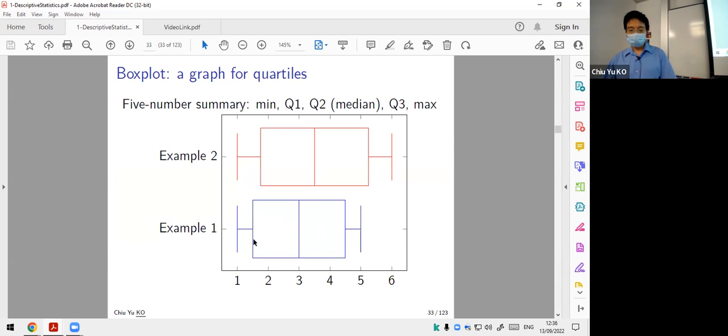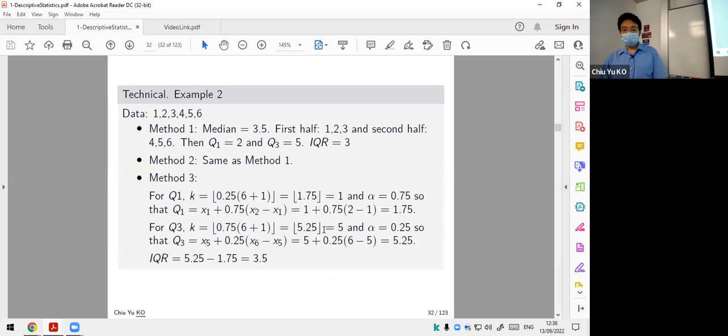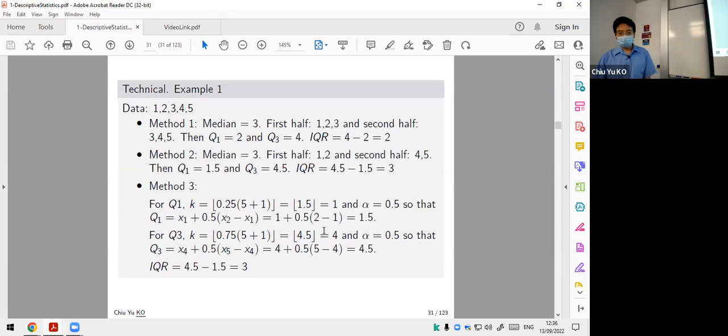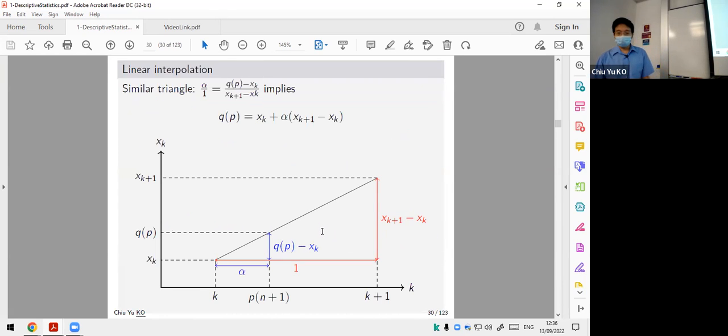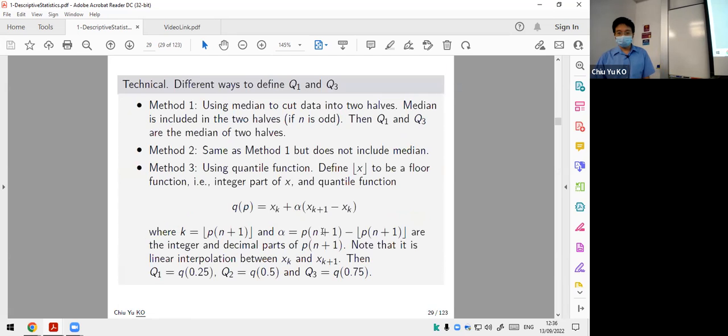And the Q1 will be the median of the first half, Q3 will be the median of the second half, right? And the main difficulty is when we have a small number of data, a small number of observations, how to define Q1 and Q3 will be an issue. Median is never an issue.